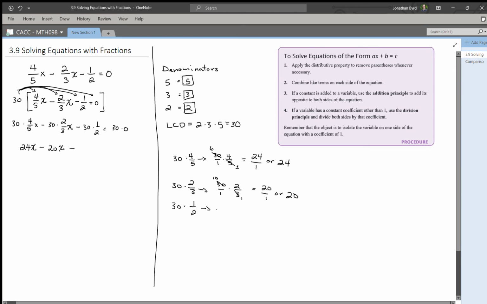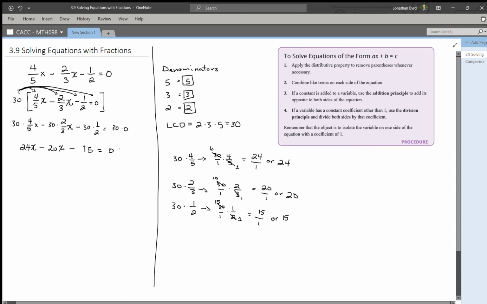So 30 times 1/2 is the same thing as 30 over 1 times a half. This simplifies down. Both have a 2 in common. 2 goes into 2 one time. 2 goes into 30 15 times. 15 times 1 is 15. 1 times 1 is 1. So our answer is 15 over 1, or just 15. And then 30 times 0 will just remain 0.